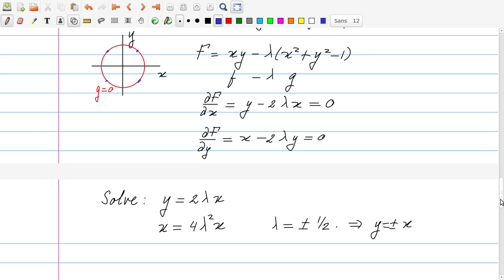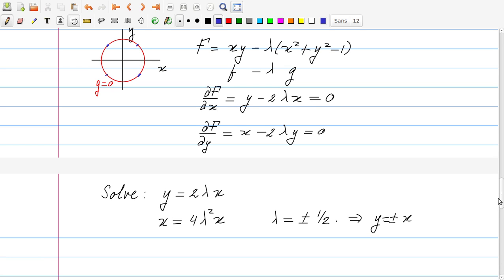So in this case we didn't have to put the solution back into the constraint in order to find the value of lambda, and therefore this is a particularly simple example of the Lagrange multiplier theorem.